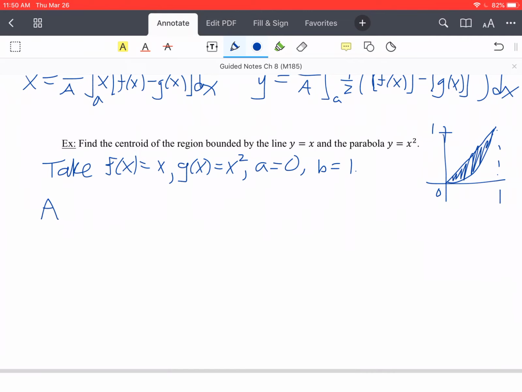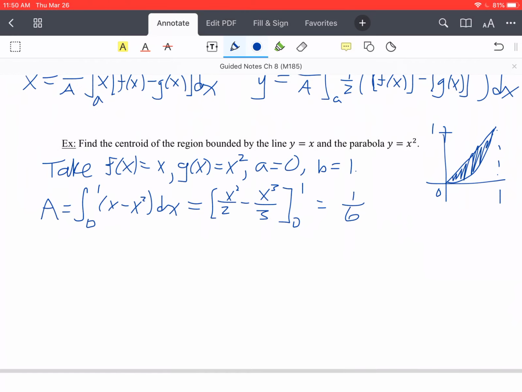So for the area of the region, let's get that first. The area is going to be the integral from 0 to 1 of x minus x squared dx. Okay, so that's going to be x squared over 2 minus x cubed over 3 from 0 to 1. Evaluate that, gives us 1/6. Okay, so our area is 1/6. So let's go ahead and find x bar and y bar.